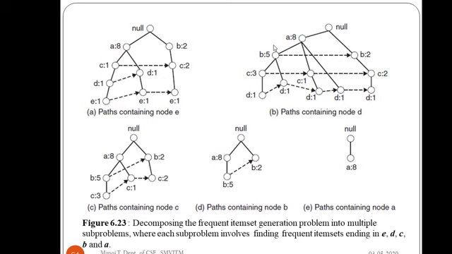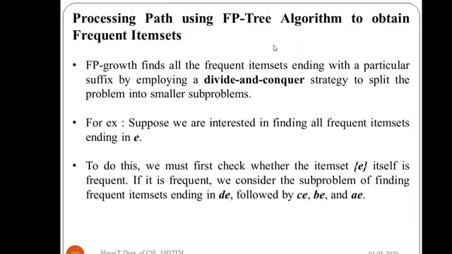So this is the strategy we have to use. Next, let us go to the processing paths. Main focus or main concentration should be given to this. That is the processing path using FP tree algorithm to obtain frequent item sets. How we are going to do that?